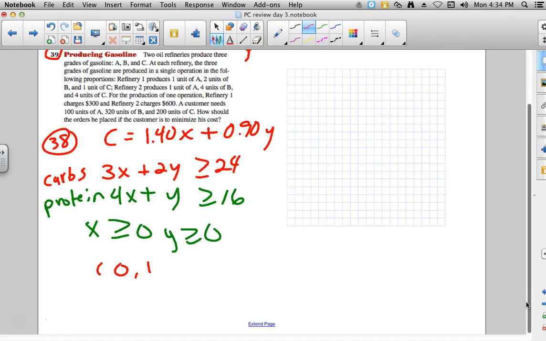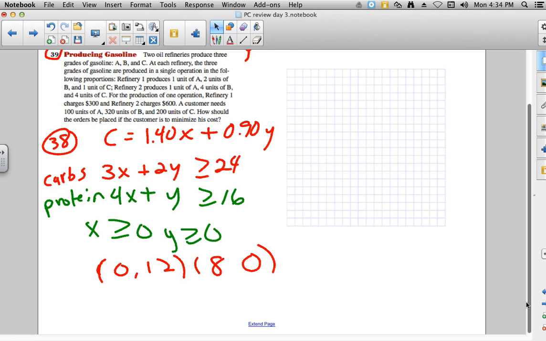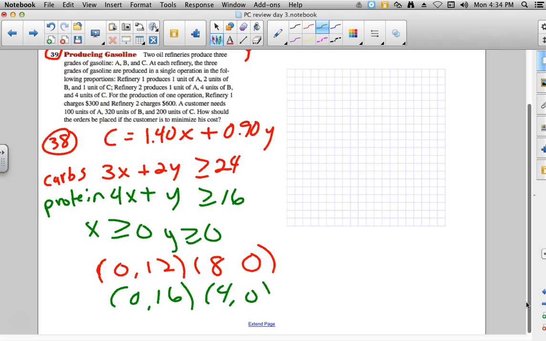Carbs, 0.12 and 8.0. So there's our carbs. That's what we're going to graph for those. And then our protein, 0.16 and 4.0. And of course, we know we're going to be in the first quadrant. So we get this on our graph.